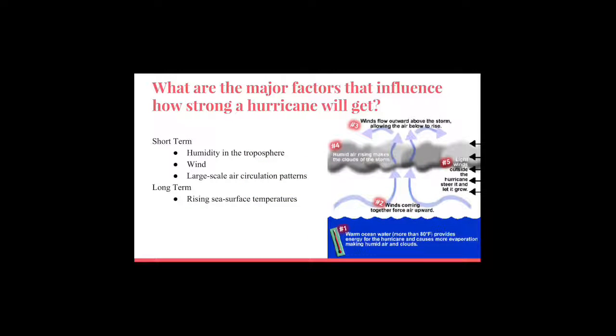From 1970 to 2004, researchers looked at 4 factors that are known to affect hurricane intensity. These were humidity in the troposphere, wind, large-scale air circulation, and rising sea temperatures. Of these factors, only rising sea temperatures were found to influence hurricane intensity in a statistically significant way over a long-term basis. The other factors affected the hurricane on a relatively short-term basis.